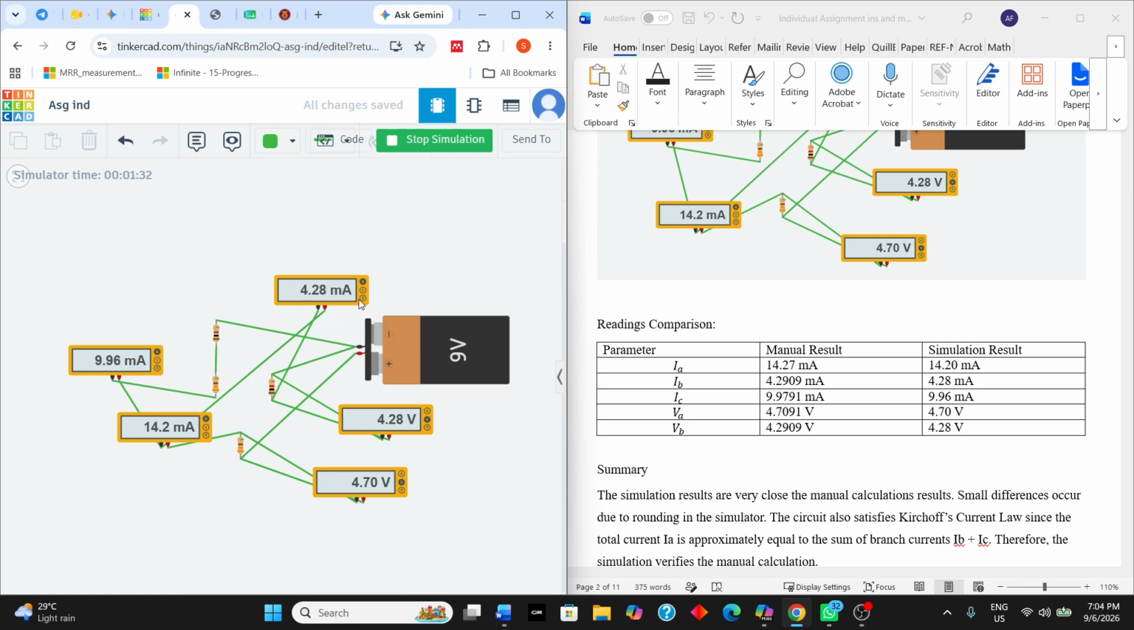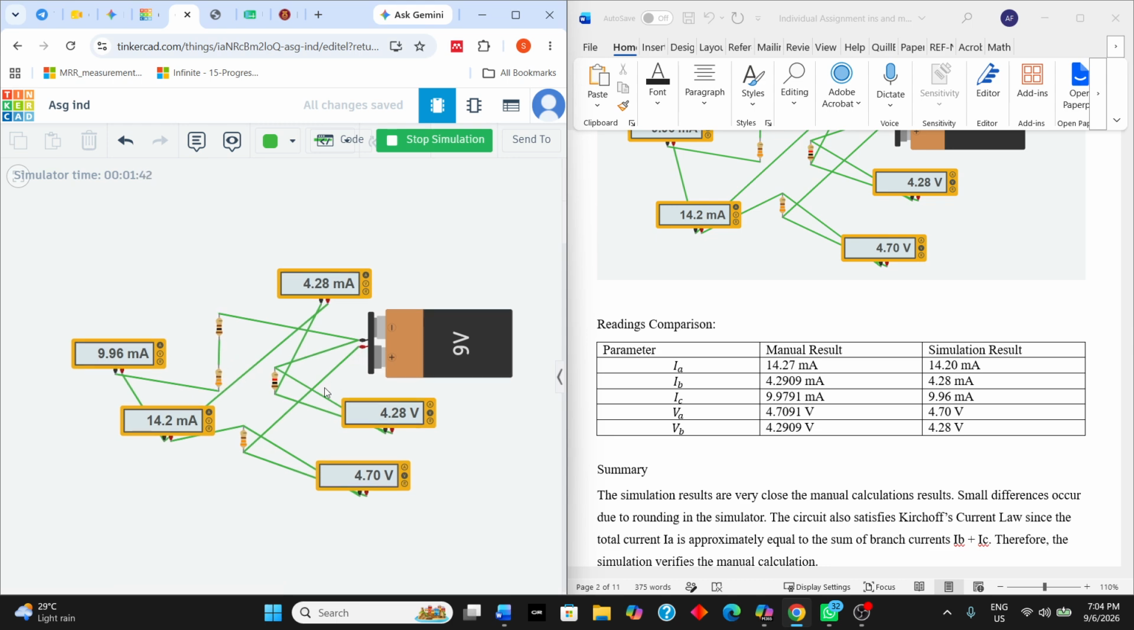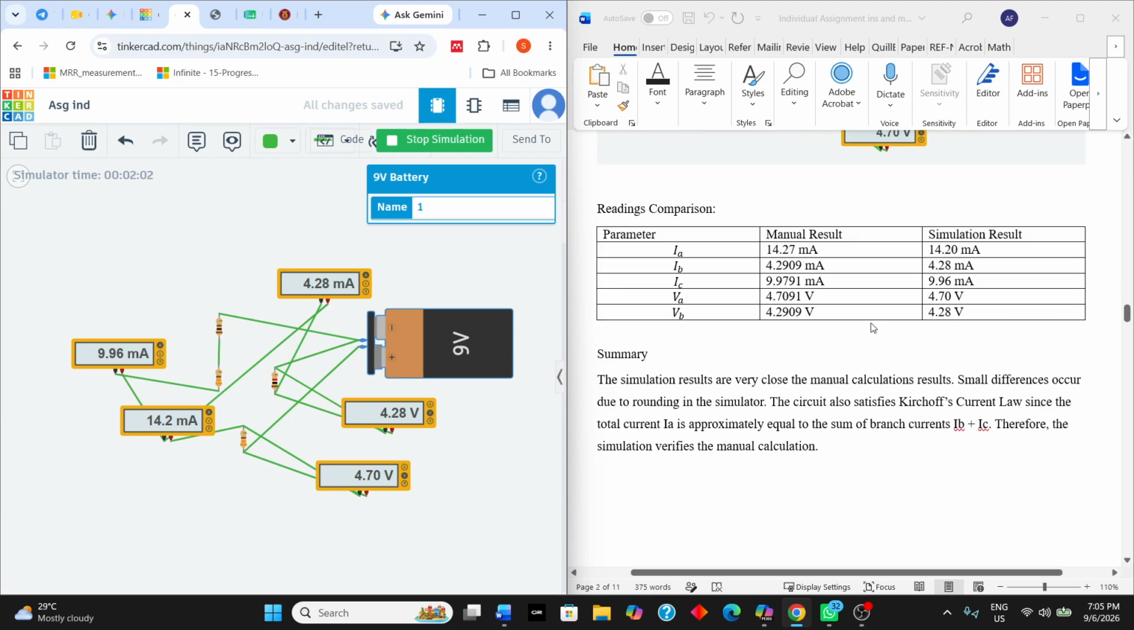I would say it's not very neat, but we got the work done because this is a simple circuit. First, the battery goes into the 330 ohm resistor, and then we have a junction here which divides into two lines, one to the 1K resistor and the other to the 330 ohm resistor, and these two lines connect to the negative terminal of the battery. So as a conclusion, I can say the simulation results are very close to the manual calculation results, which is very good.